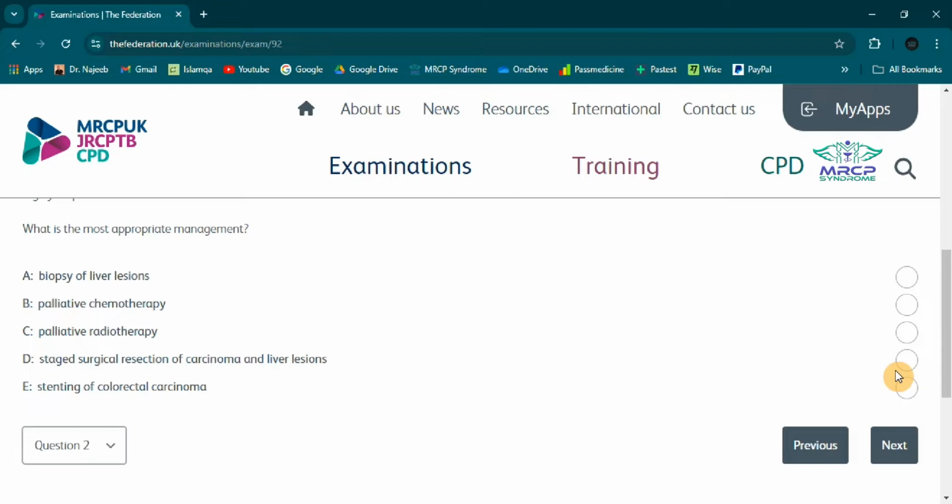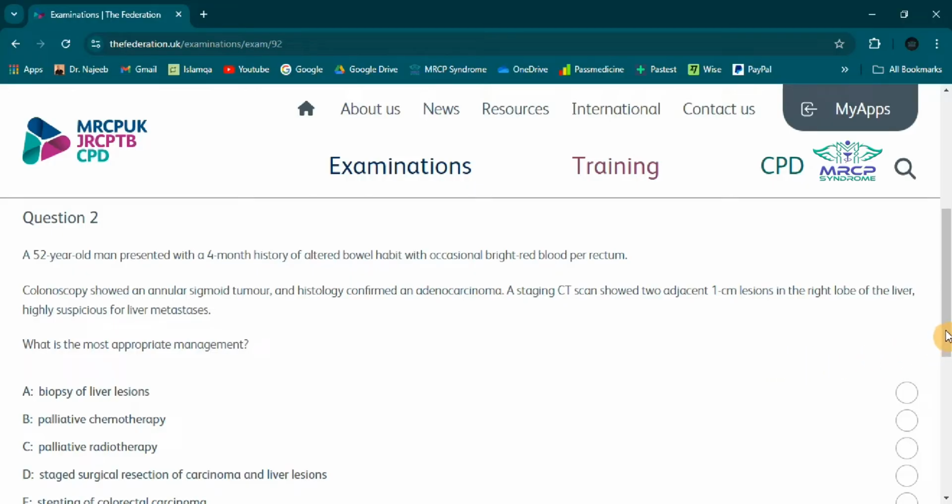What is the most appropriate management? Biopsy of liver lesions, palliative chemotherapy, palliative radiotherapy, staged surgical resection of carcinoma and liver lesions, stenting of colorectal carcinoma.